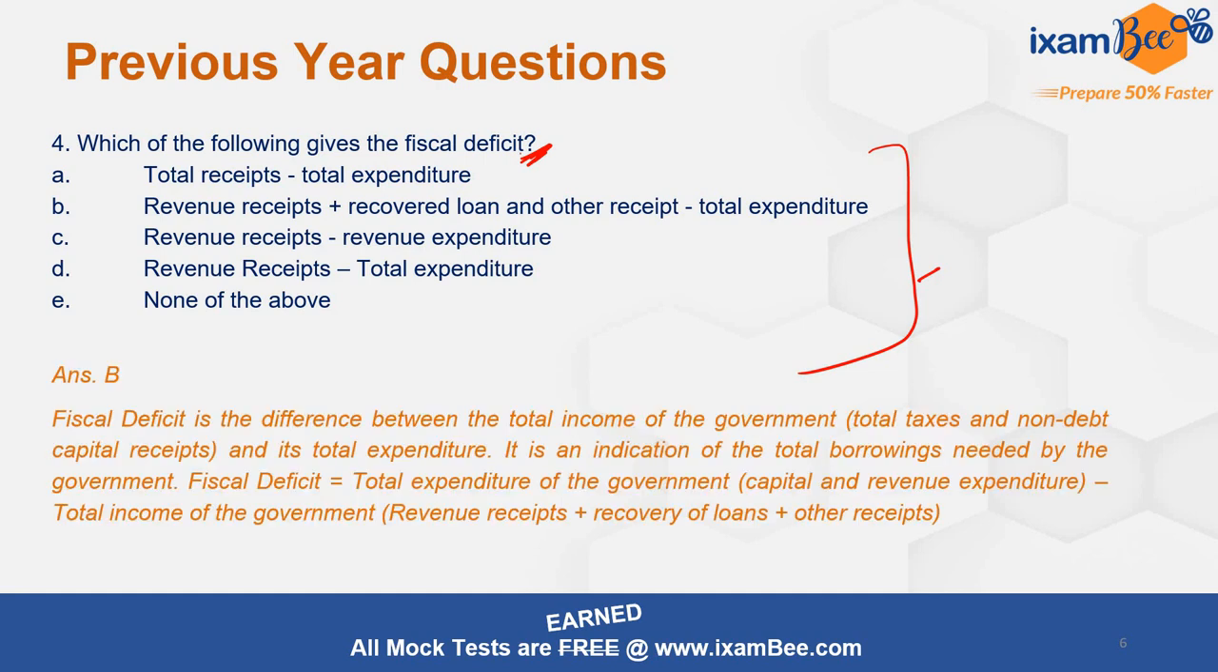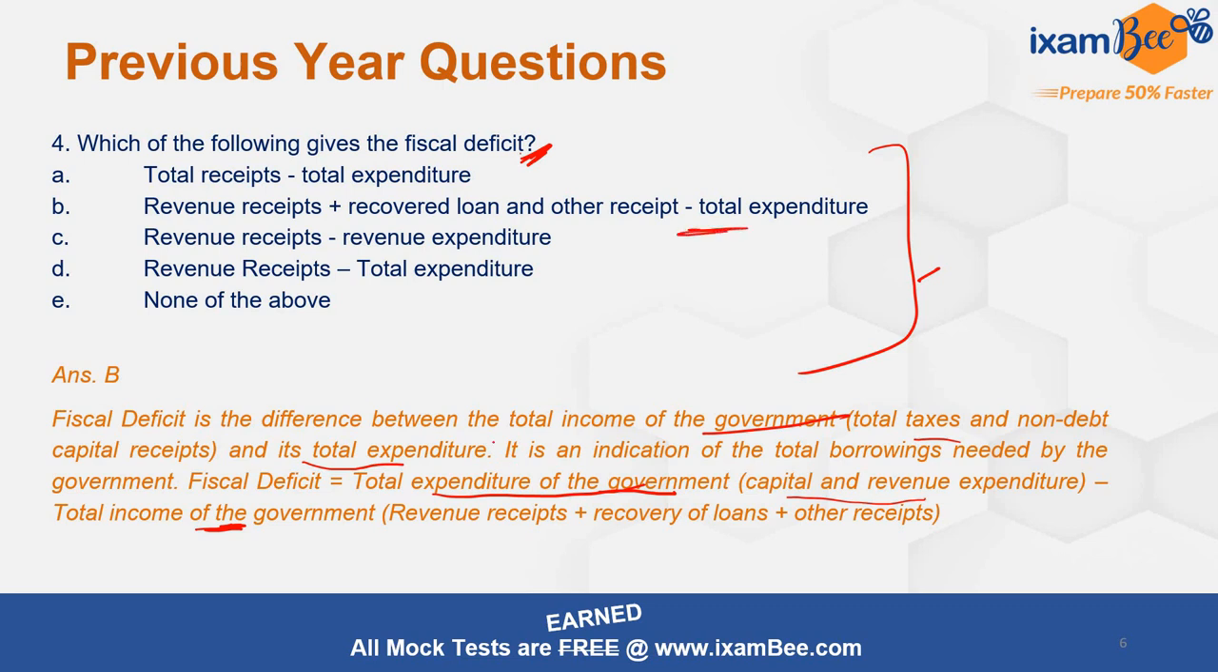So see, fiscal deficit is the difference between the total income of the government, that is total taxes and non-debt capital receipts, and the total expenditure. So that difference is called the fiscal deficit, right? And in addition to this difference you add the total borrowings that the government needs, right? So total expenditure, and the difference with the total income, and then you add the borrowings also. So total expenditure of the government is what? Capital and revenue expenditure, right?